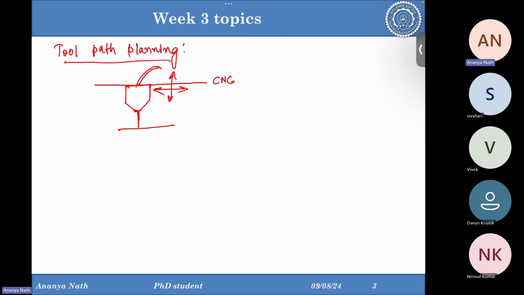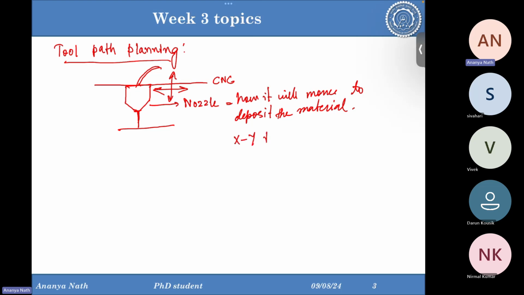So if we are using FDM, then how will this nozzle move to deposit the material? It's simple. It will move in X and Y direction and it will deposit, right?